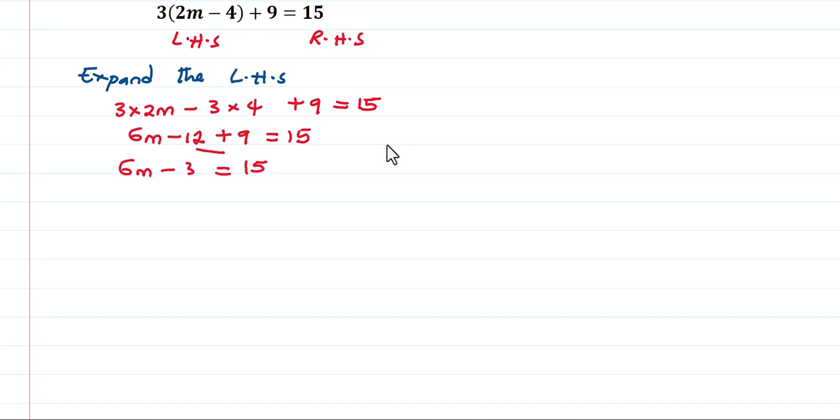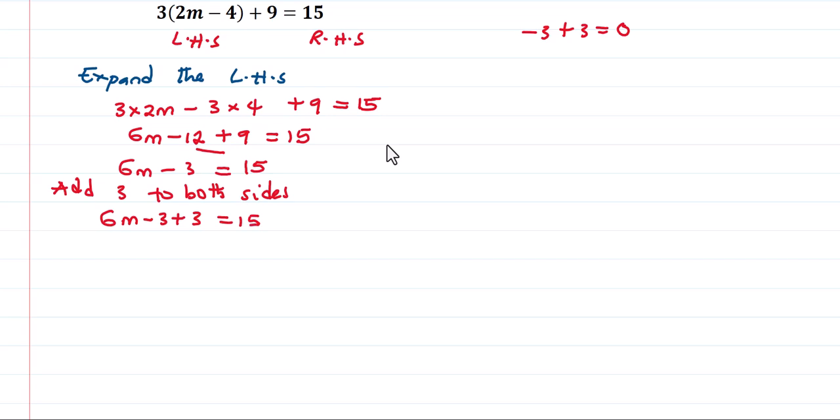Then from this point, since we have 3 here, we can add 3 to both sides, because we have a negative 3, so we need a positive 3 to get rid of it, so we can have 0. So let's add 3 to both sides. 6m minus 3 plus 3 is equal to 15 plus 3. Remember to add to both sides, very necessary. So we have 6m is equal to 18.